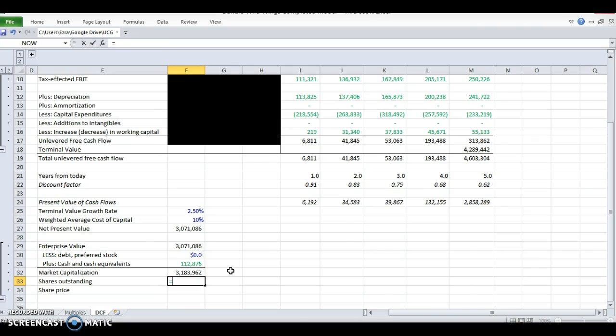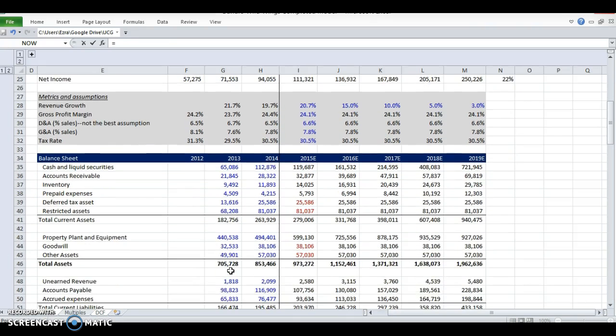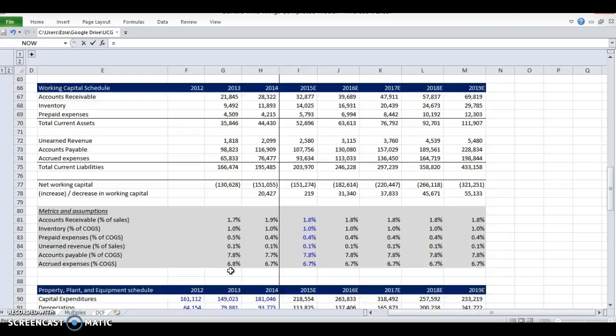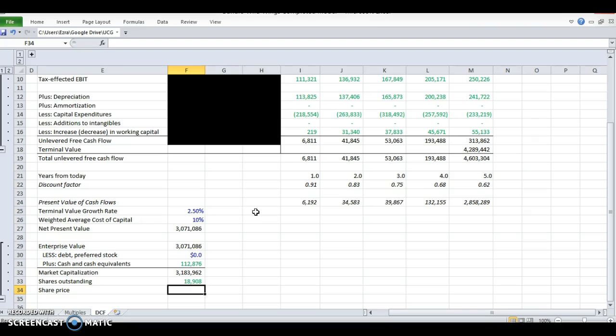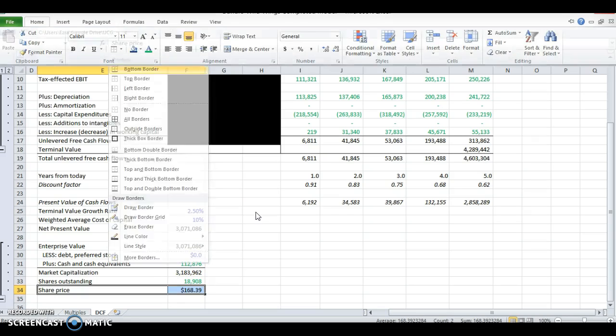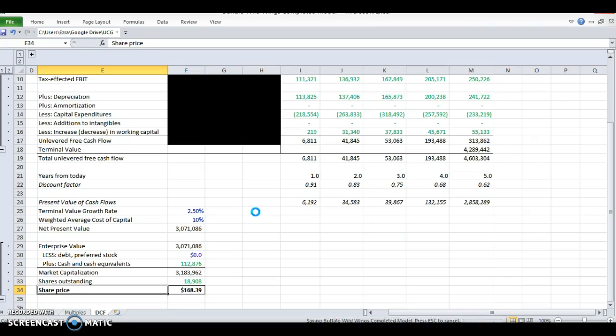Now we take it to shares outstanding. We got this from the 10-K. At the end of the year when all of this stuff was true, we had 18,908 shares outstanding. And so if you take the total market capitalization divided by the shares outstanding, you get a stock price, which is the target price, of $168.39. Now, what does that mean? That means that if the stock is less than that, you should buy it, if we're right. And if the stock is currently trading for higher than that, you should sell it.